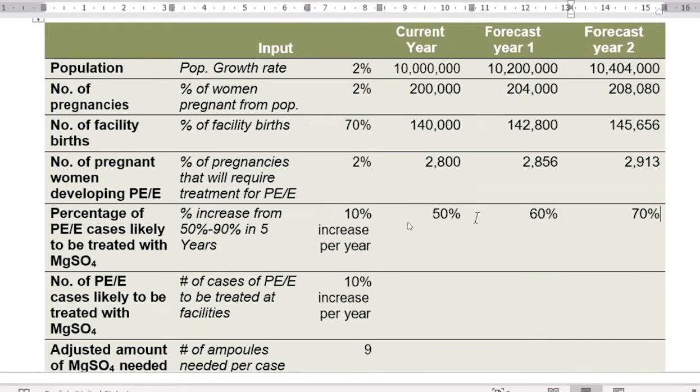Now, compliance here means that prescribers are complying with the treatment guidelines, because it's not only magnesium that can be used in eclampsia. You can also use other drugs like phenytoin.